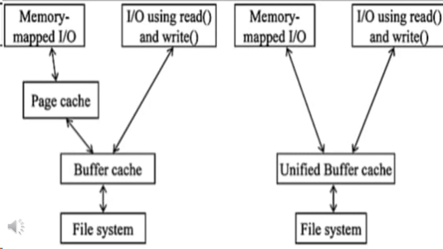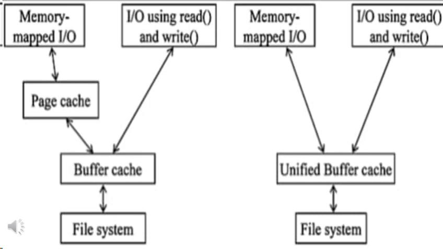In this slide, we can see two types of figures. The first figure does not have a unified buffer cache, and the second figure has a unified buffer cache. Looking at the first figure, memory-mapped I/O uses two caches: one is a page cache and the second is a buffer cache.